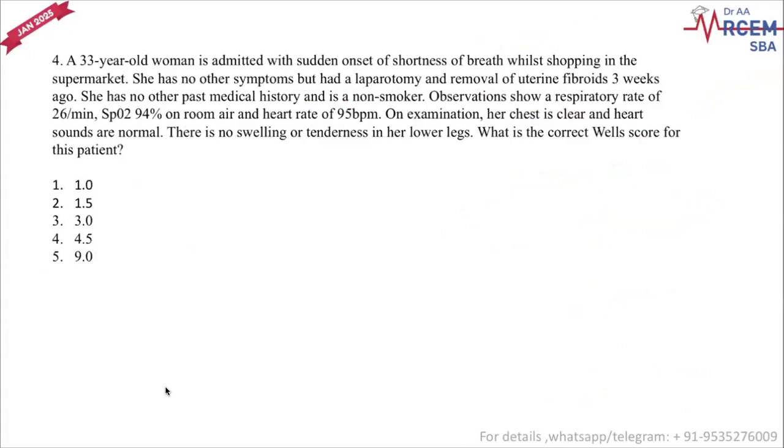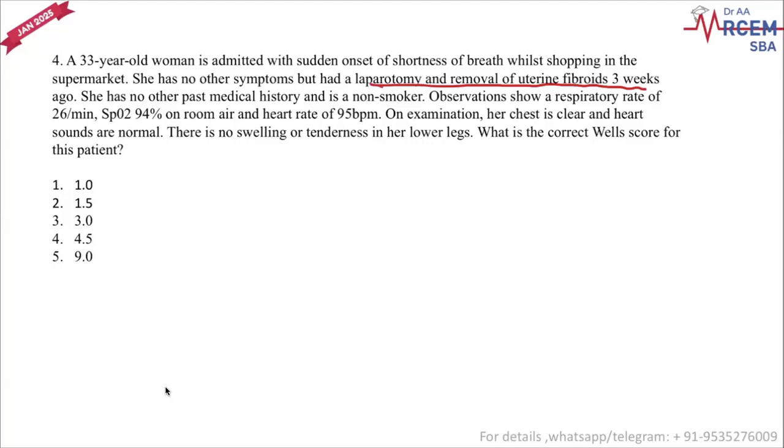A 33-year-old woman is admitted with sudden onset of shortness of breath while shopping in the supermarket. She has no other symptoms but had a laparotomy and removal of uterine fibroids 3 weeks back. She has no other past medical history and is a non-smoker. Observation-wise, there is some amount of tachypnea, saturations are fine, heart rate is fine. On examination, her chest is clear. Her heart sounds are normal. There is no swelling or tenderness in the lower limbs. What is the correct Wells score for this patient?